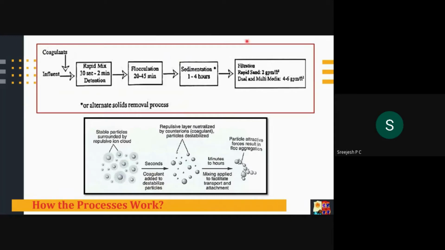Here you can see the sequential events taking place. You have the influent. That can be wastewater or your fermented broth, anything that is coming in, and we are doing a rapid mixing for around 30 seconds to 2 minutes. And then we take it into the flocculation tank, and then we do the sedimentation and the filtration. So in the influent, first we add the coagulant, and then we do the rapid mixing, where you can see the rapid mixing taking place here.